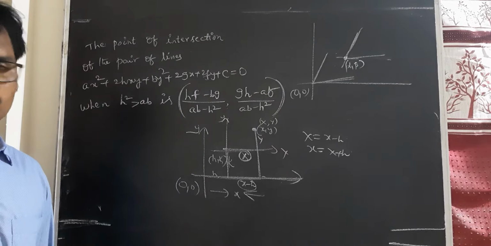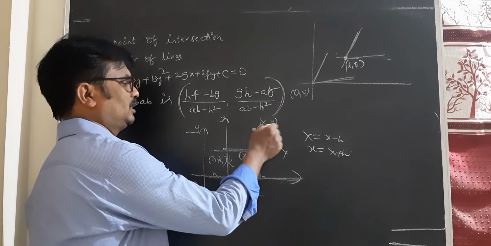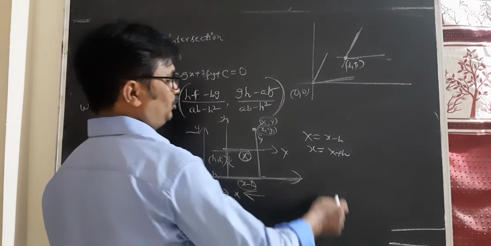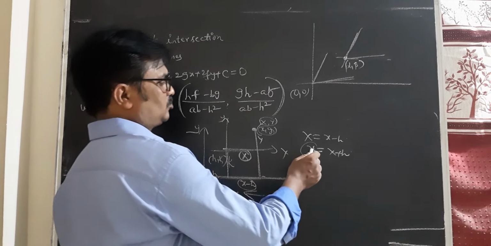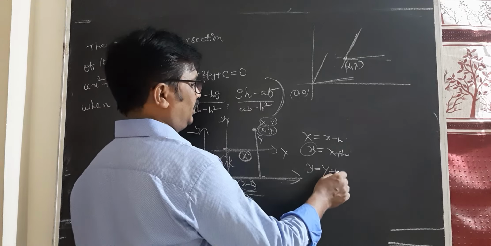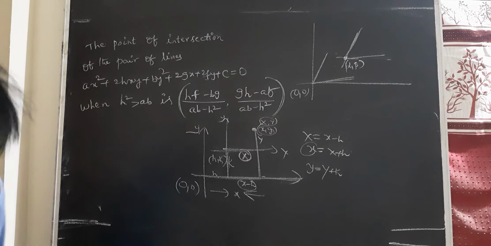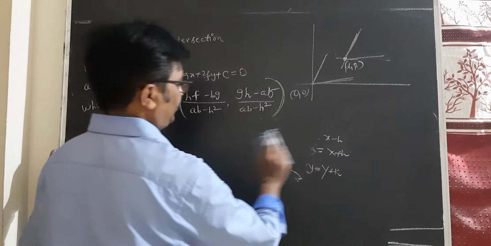Everybody knows the formula: here the small x and small y are the original coordinates, and the capital X and capital Y are the new coordinates. The relation between them, when the axes are translated to the point (h, k), is small x equals capital X plus h and small y equals capital Y plus k. These are the transformations. I will explain this once again at the time of change of axis.